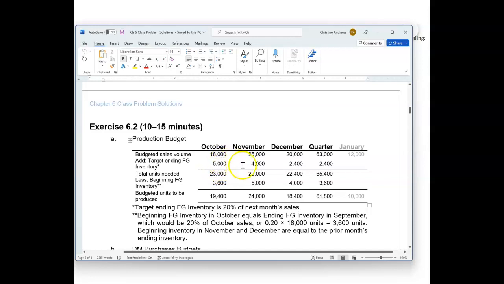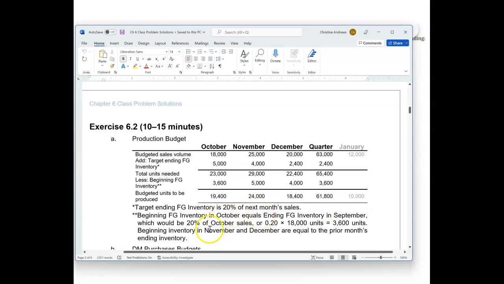For the other months, the ending finished goods inventory becomes beginning finished goods inventory the next month. So 5,000 to 5,000, same thing here. 4,000, that ending finished goods inventory is beginning the next month. There's 4,000 for December, and this gives us our target budgeted units to be produced. Okay, so that's the first step.